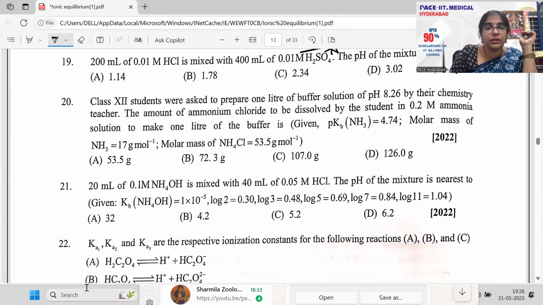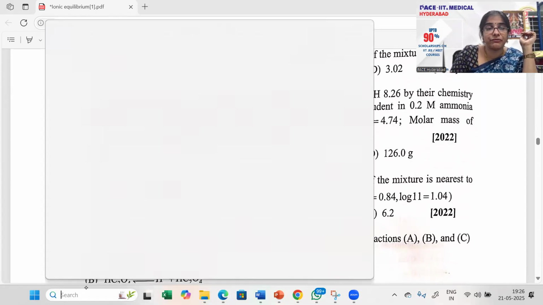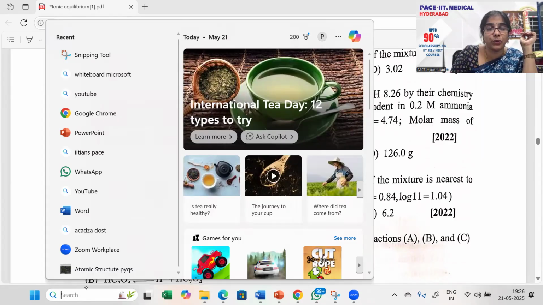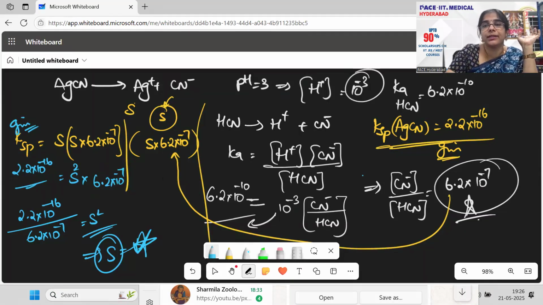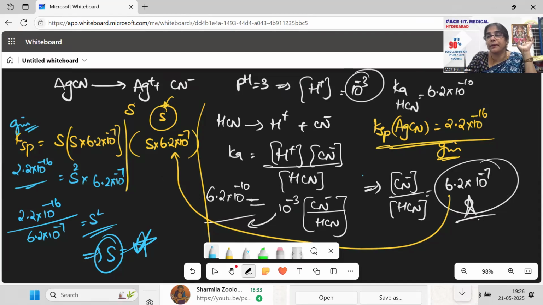Again, as I told, something is given in the relation format, then definitely go up with your board again. Come up with your board. Yeah, 1 second.